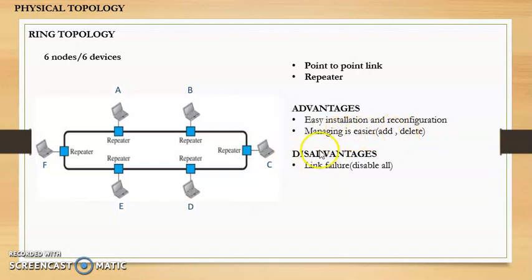Next, let us see the disadvantage. Now the main disadvantage of ring topology is link failure. That is, if any particular link fails, then it will disable the entire network. Now say for example, in this figure, the link between E and D fails. Then if this particular link fails, then the entire network will come down. So no device will be able to send the data if any one particular link fails.